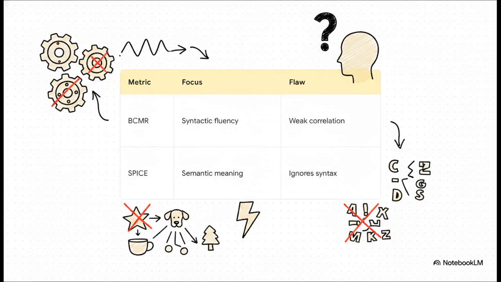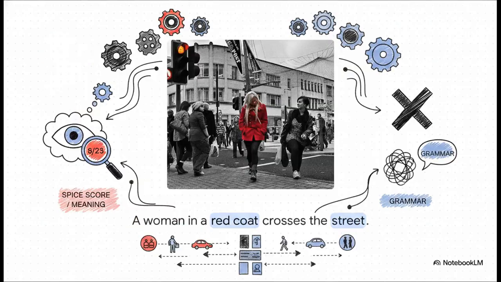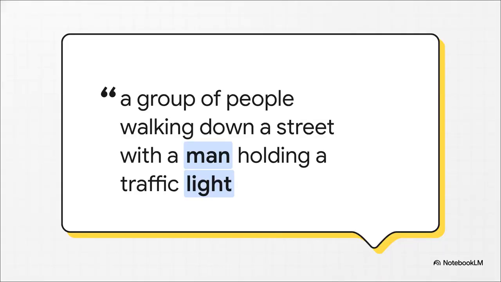To fix this, researchers introduced SPICE. SPICE is brilliant at checking semantic meaning, like did the AI identify the right objects? But SPICE has a fatal flaw too. It completely ignores grammar. To really see this in action, let's look at this scene. What happens when you train an AI and tell it, hey, I only care about your SPICE score. Just give me the meaning, grammar doesn't matter at all. Well, you get something like this.